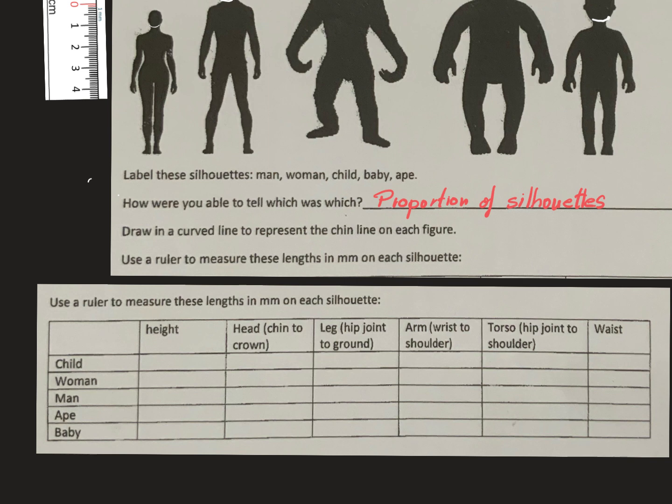My measurements came to the following lengths. So 50 for the child, that's in millimeters, 42, 52, 55 for the ape, and 64 for the baby. Now, yours might come up slightly differently, but that's what I got. And then I measured the head, which was from the chin to the crown, and that came up to 10, 5, 6, 9, 18.